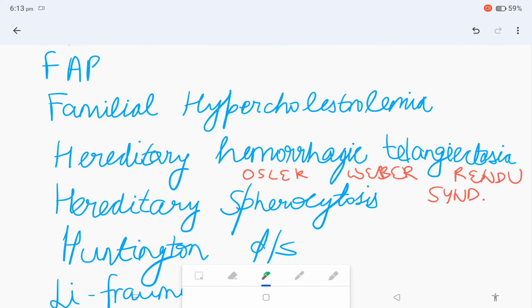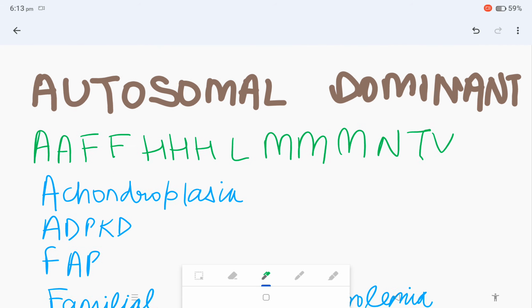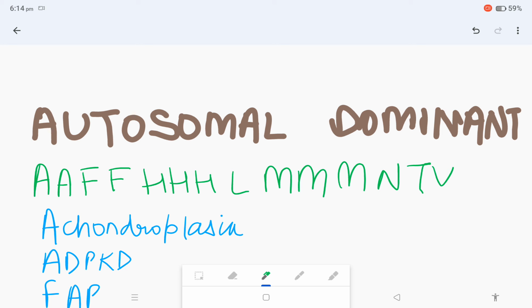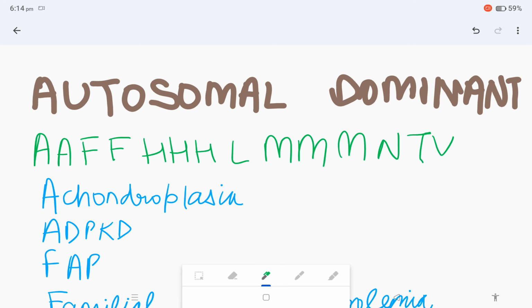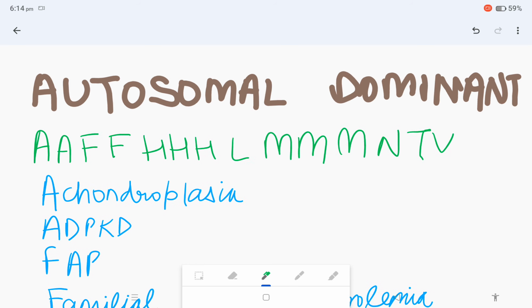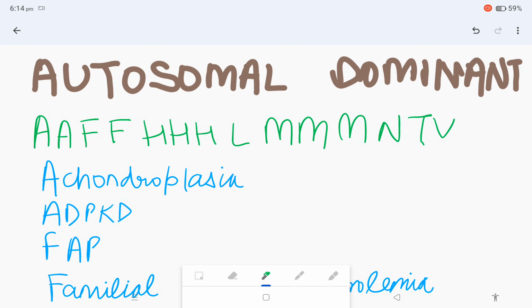Let's remember again by seeing only the mnemonic. Achondroplasia, autosomal dominant polycystic kidney disease, FAP, familial hypercholesterolemia, hereditary hemorrhagic telangiectasia, and hereditary spherocytosis. Then we have Huntington's disease. Then Li-Fraumeni, Marfan's, MEN, myotonic dystrophy. Myotonic dystrophy and Huntington both are autosomal dominant diseases. And then N neurofibromatosis, T tuberous sclerosis, V is for von Hippel-Lindau.